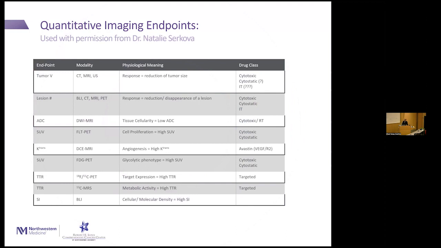So the last part with alphabet soup, I already talked about. Hold on, let me get my pointer back. K-trans you'll recognize from DCE MRI. This was part of a workshop I did in Colorado where we were talking about different imaging endpoints. ADC is from DWI, SUV is from PET.